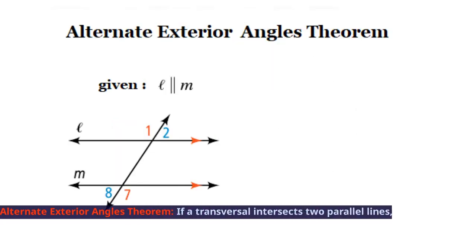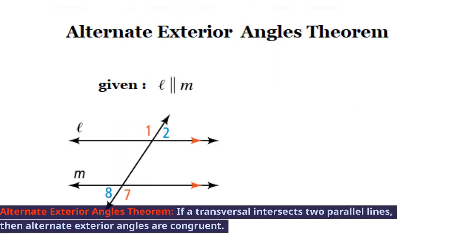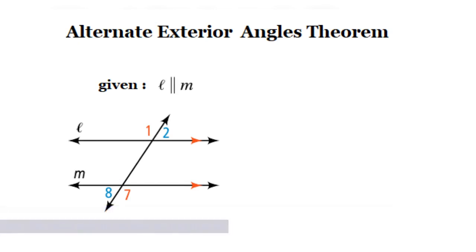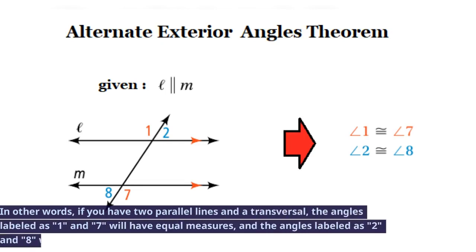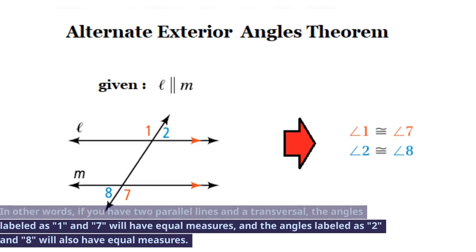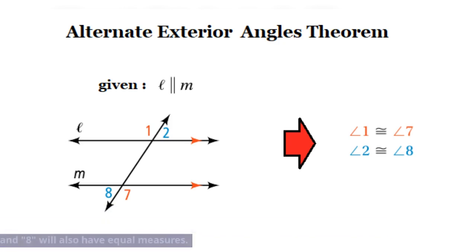Alternate exterior angles theorem. If a transversal intersects two parallel lines, then alternate exterior angles are congruent. In other words, if you have two parallel lines and a transversal, the angles labeled as 1 and 7 will have equal measures, and the angles labeled as 2 and 8 will also have equal measures.